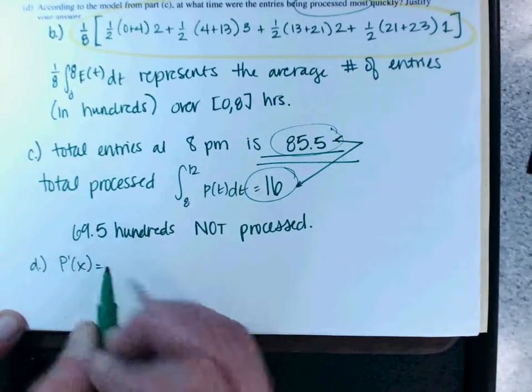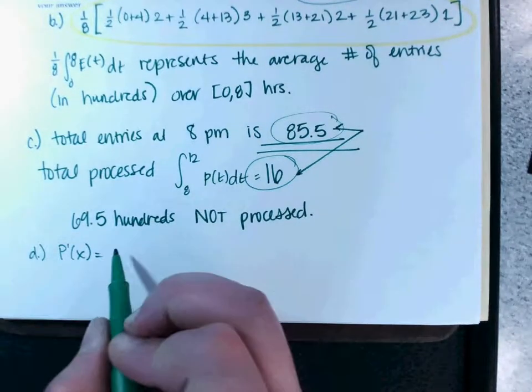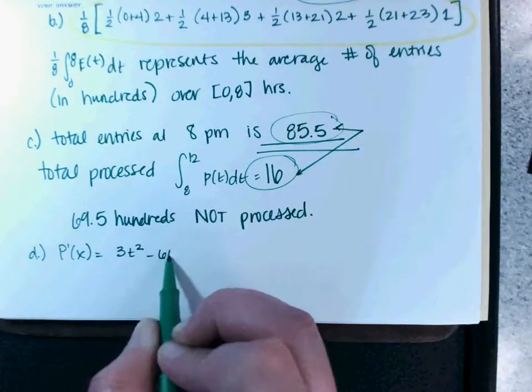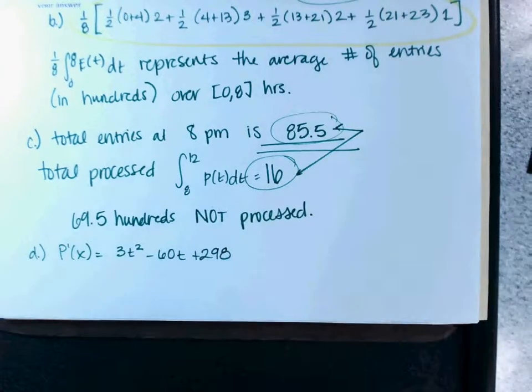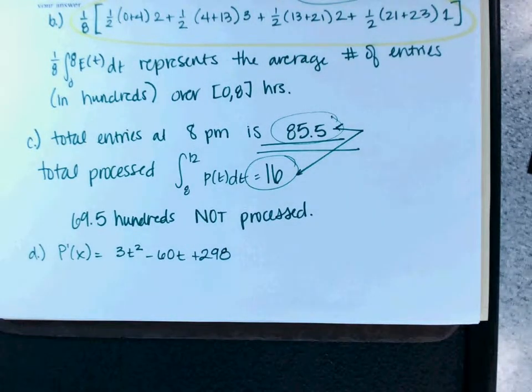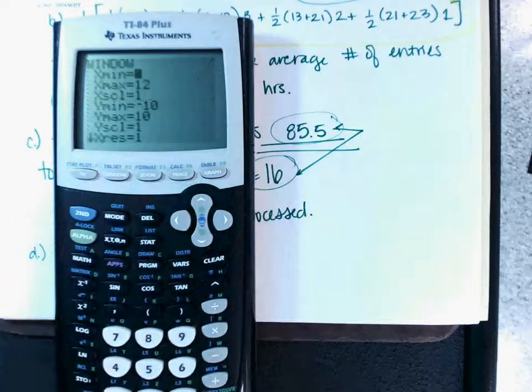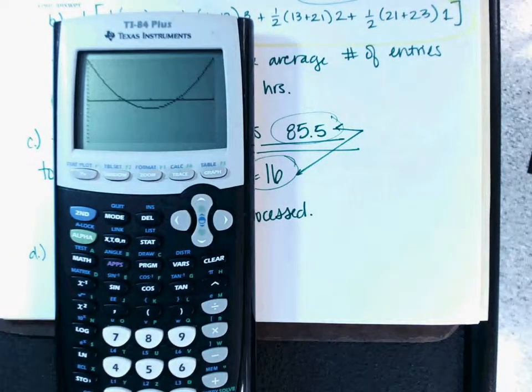So p prime of x, notice they gave you a super easy function. Okay, it'd be 3t squared 60t plus 298. So remember, anytime you're looking for a max, you're taking the derivative and then looking for the sign change. Okay, then here's my graph. Notice I already changed my window to be only from 8 to 12. So I'm looking for where it hits a maximum value. Where does that happen at?